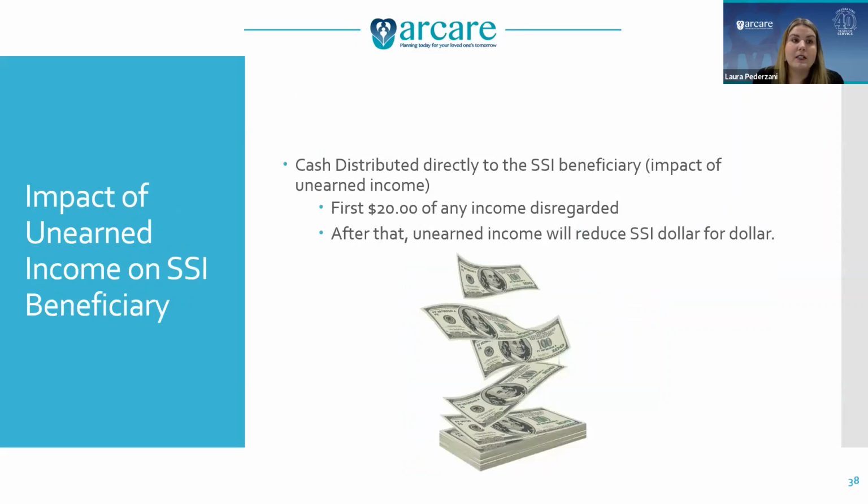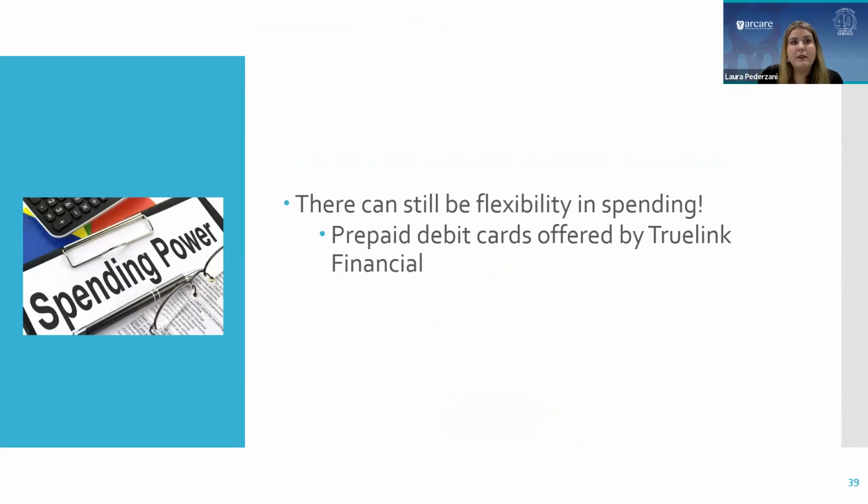So the impact of unearned income, cash: we talked about never distributing cash directly to the individual, and this is why. It is considered unearned income. The first $20 would be disregarded, and after that, it would reduce their SSI payment dollar for dollar. So it has a much higher impact than a one-time shelter payment may have. But again, it also depends on the individual's benefits. So there can still be flexibility in spending with special needs trusts.